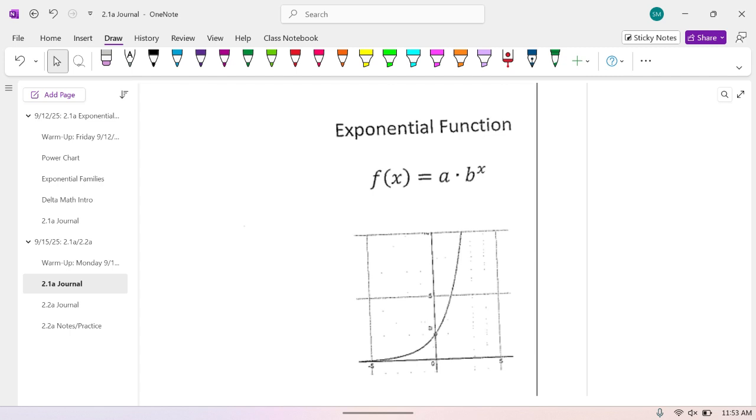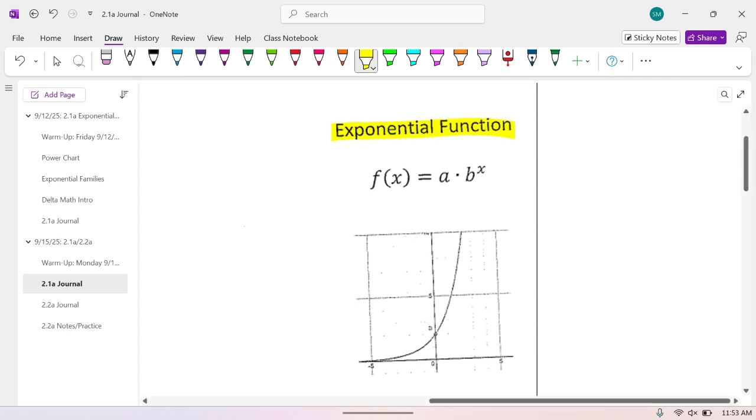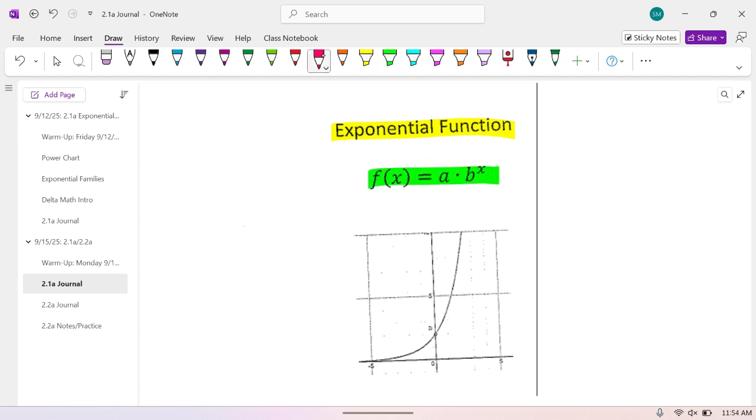Okay. So exponential functions. Remember, it's an exponential function if your variable is in the exponent. So the x is in the exponent. All right, that's why it's called exponential. Now, the standard form is f of x is equal to a times b to the x. And sometimes you'll see it with the b in parentheses. It's the exact same thing.